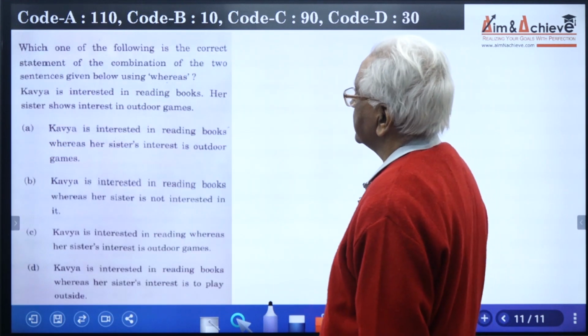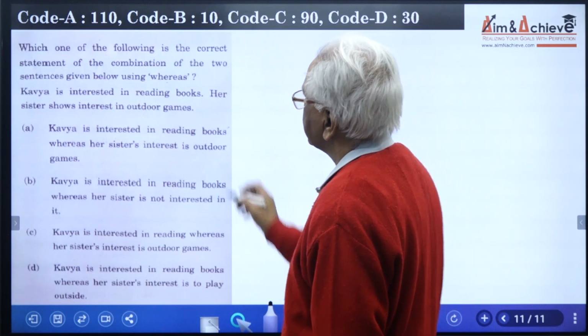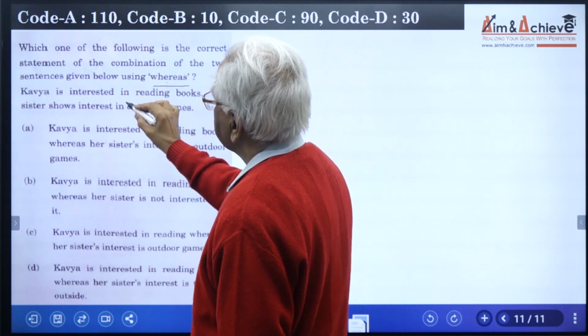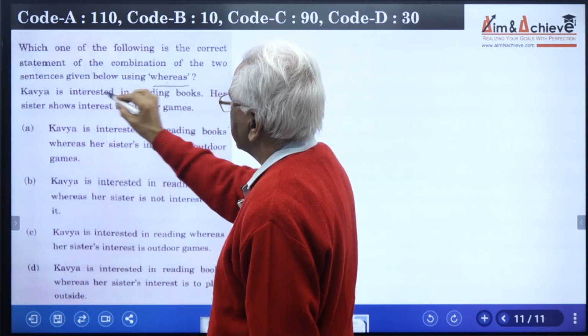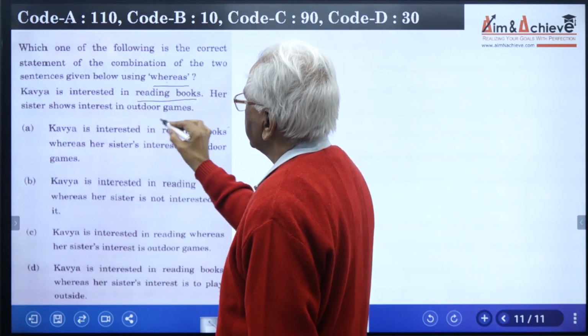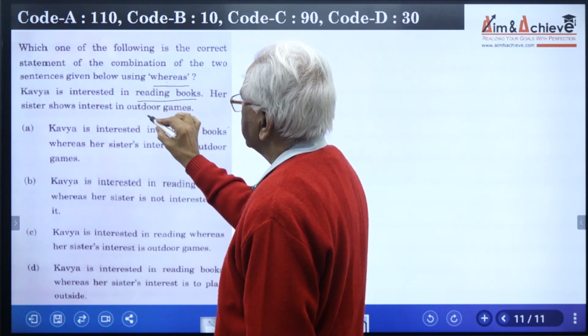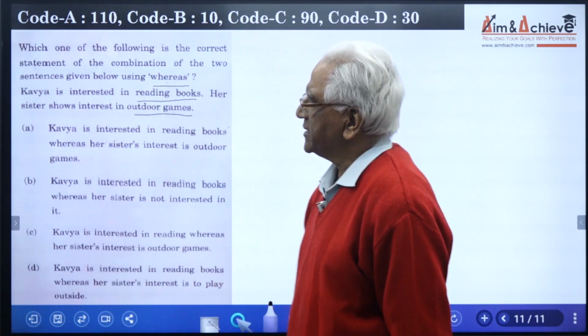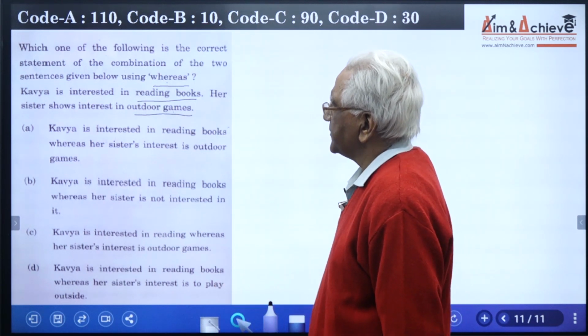Which of the following statements is correct? By using whereas. The word is whereas. Kavya is interested in reading books. That means Kavya likes to read what? Reading books. Her sister shows interest in outdoor games. She likes what? Outdoor games. These are the two senses which the two sentences convey.